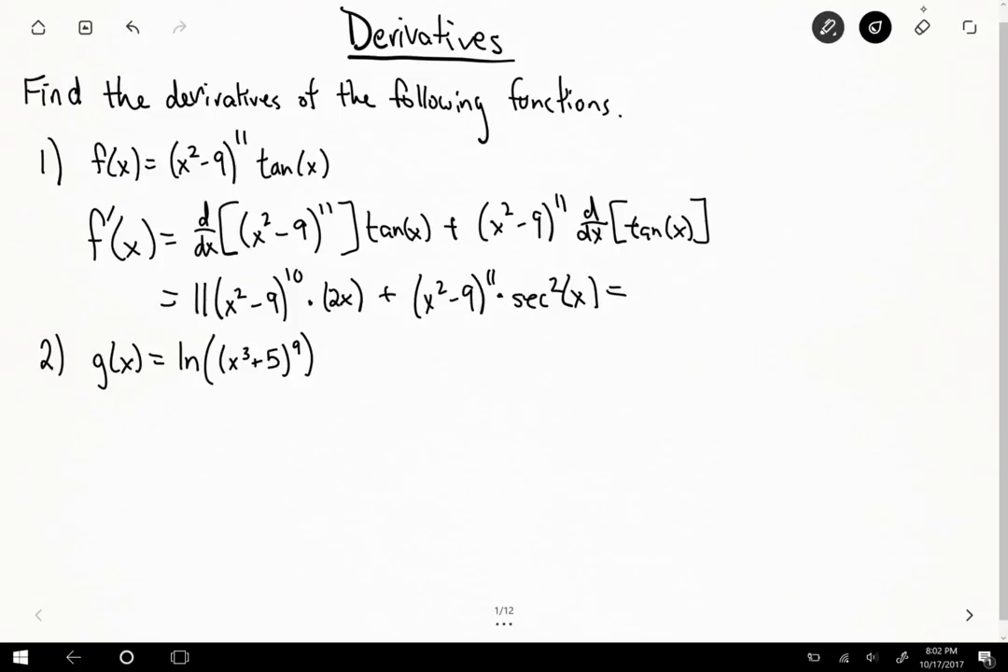If we wanted to brush this up, it's not necessary, but we can. What can we do? Just combine the 2x and the 11. As I said, it's not necessary, but sometimes it looks a little prettier for some people. Oh, I forgot one piece here. I'm glad we're brushing up. I forgot the tan x in that first piece. So you get 22x, and this is the nice part about brushing up, you can catch some errors like that. 22x times x squared minus 9 raised to the 10th power times the tangent x, plus x squared minus 9 to the 11th times secant squared of x.